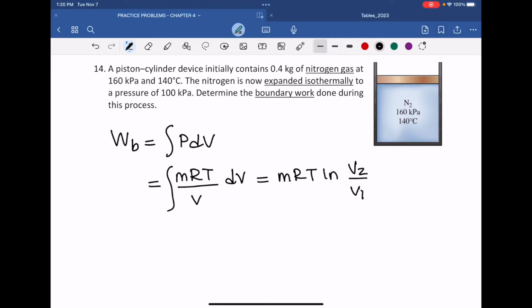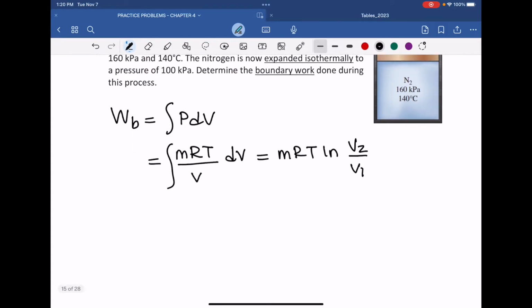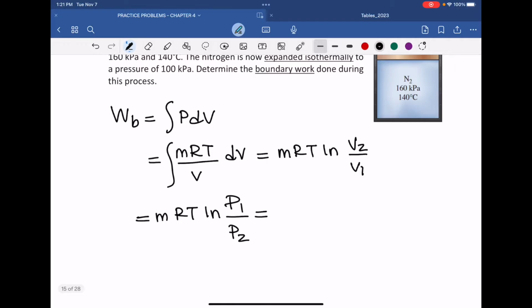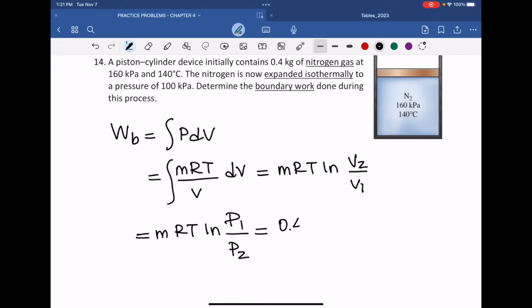And do we know the volumes? We don't actually know the volumes. Can we replace them by pressures? Yes, we can replace them by pressures, or you can individually work with the ideal gas law for each state and then find the volumes. But what I would do is, instead of V2 over V1, I can write this. And we have shown that in the previous questions and in the classroom. And then just solve it.